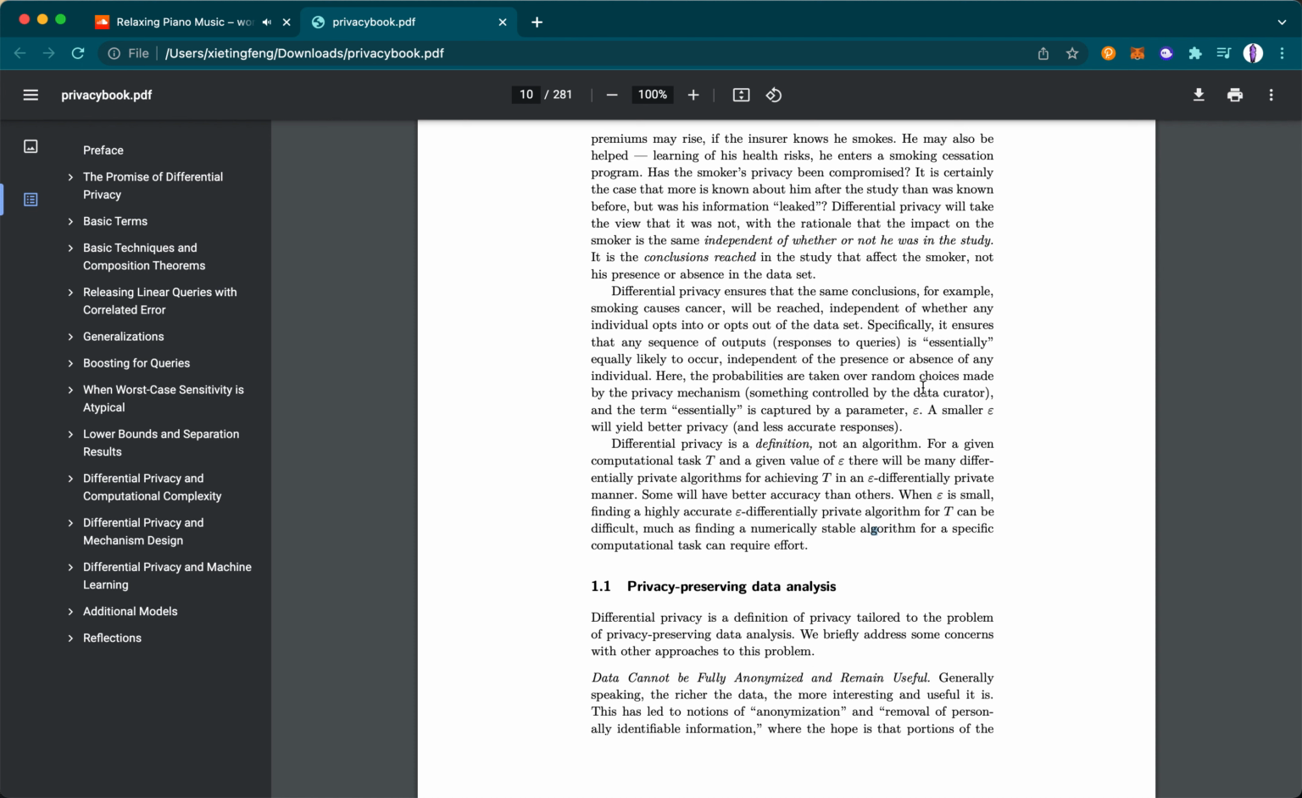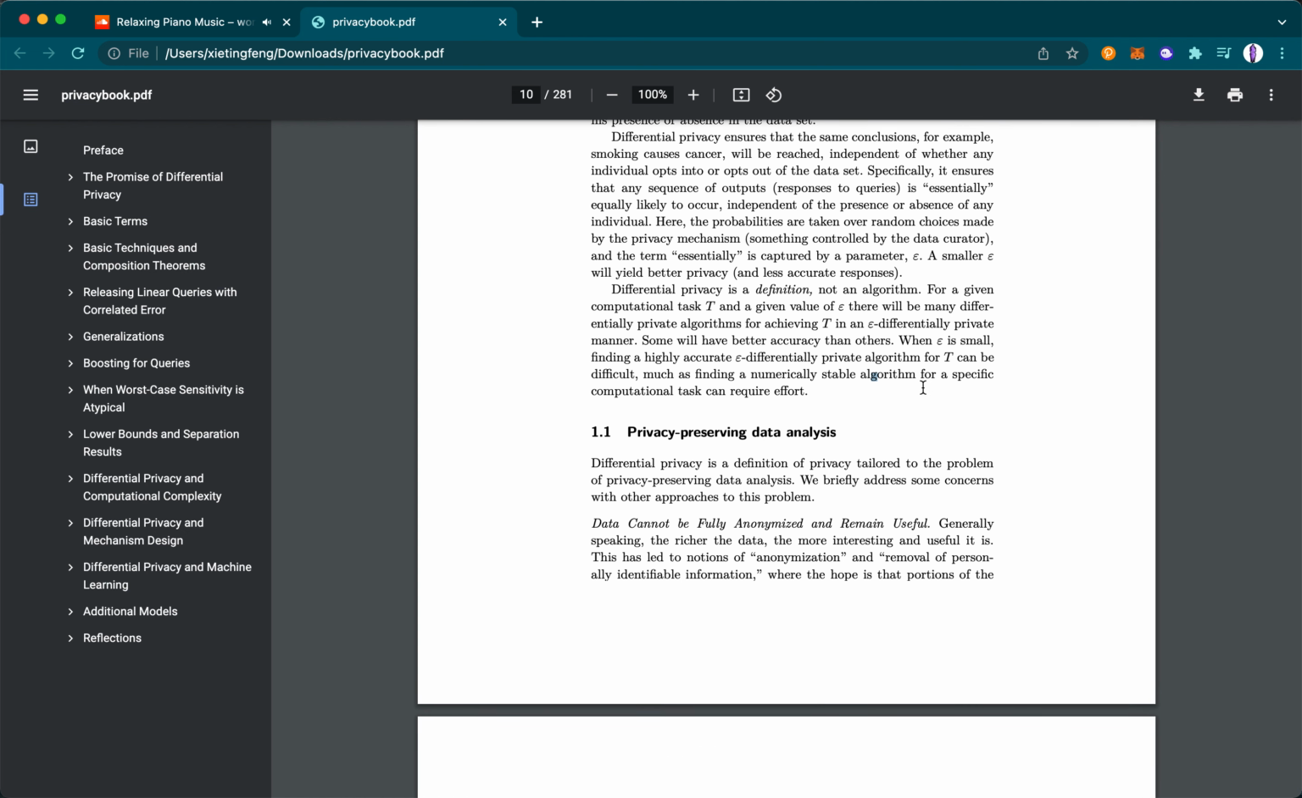It is certainly the case that more is known about him after the study than was known before, but was his information leaked? Differential privacy will take the view that it was not, with the rationale that the impact on the smoker is the same independent of whether or not he was in the study. It is the conclusions reached in the study that affect the smoker, not his presence or absence in the dataset. Differential privacy ensures that the same conclusions, for example, smoking causes cancer, will be reached, independent of whether any individual opts into or opts out of the dataset.